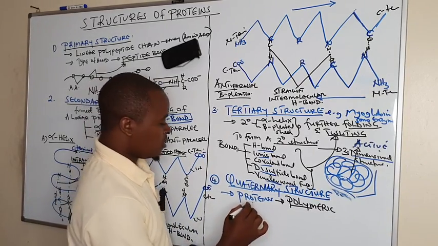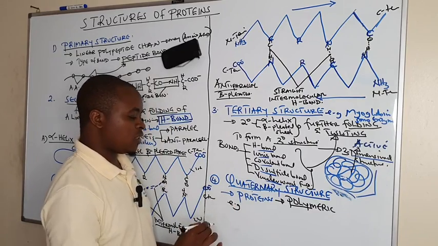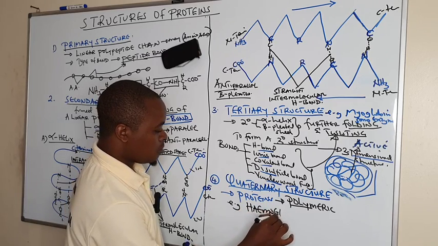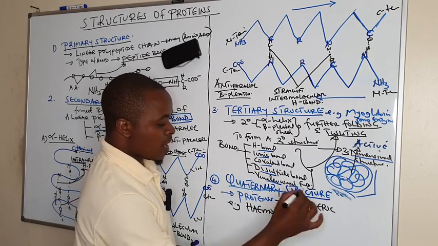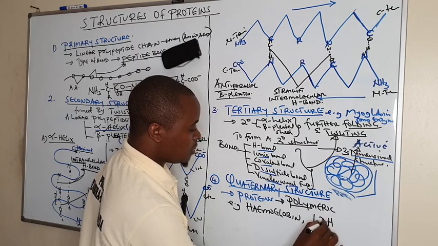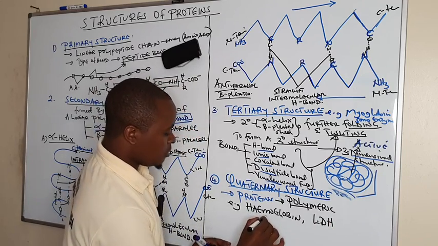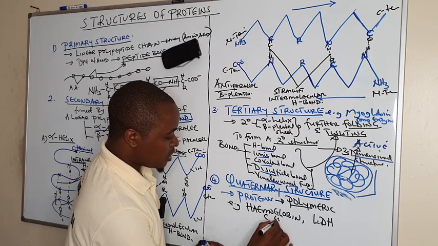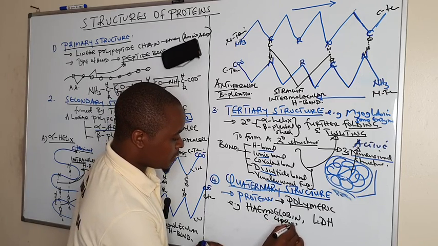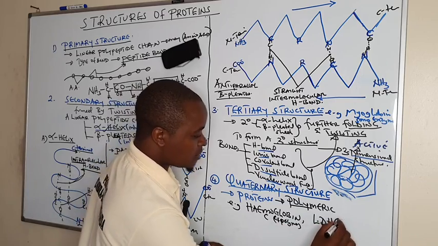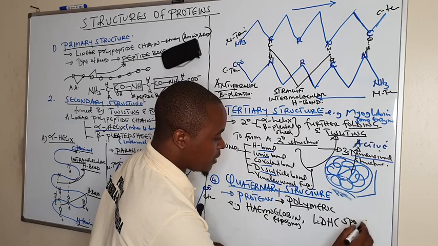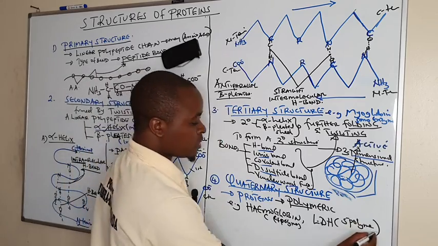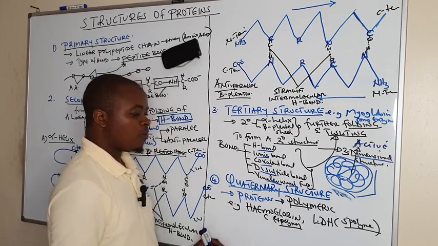Examples of proteins which exhibit quaternary structure: we have hemoglobin. Hemoglobin is one of them. Another is an enzyme like lactate dehydrogenase. Hemoglobin has 4 polymers. Then LDH has 5 polymers, so it is pentameric because it has 5 polymers. This one has 4 polymers.